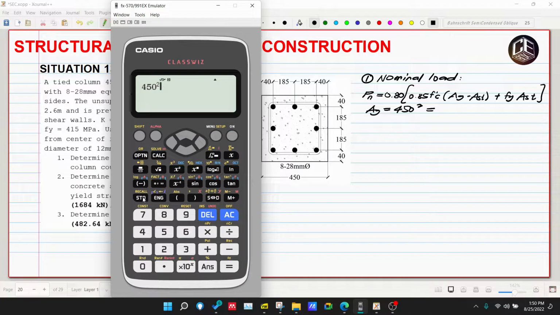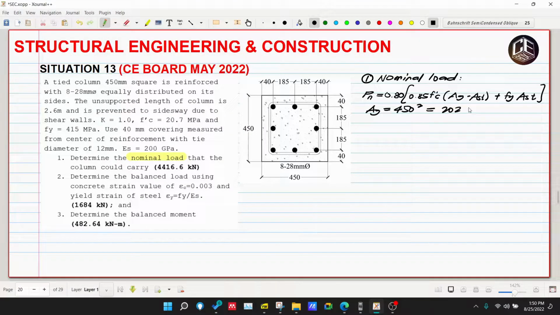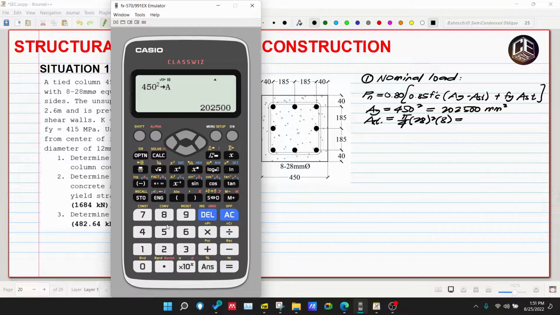Then, i-store natin sa A. So, 202,500 millimeter squared. Tapos, ang ating AST naman is equivalent to pi over 4 multiplied by 28 squared. Then, 8. Okay, 8 siya. Multiplied by 28 squared over 4. Then, pi.